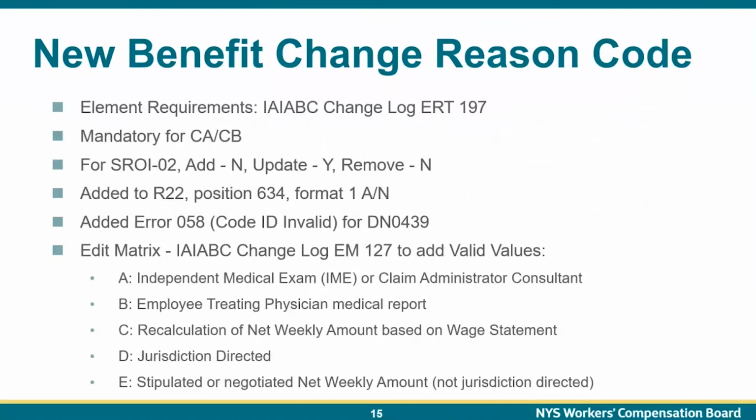As stated previously, the new benefit change reason code is mandatory on the CA and CB. You can find these changes on the element requirement tables and on the IAIABC's change log under item number 197. You'll also find this on the edit matrix and the IAIABC's change log 127. This slide shows the valid values that can be used. Claim administrators should pick the most appropriate value when sending their transaction.